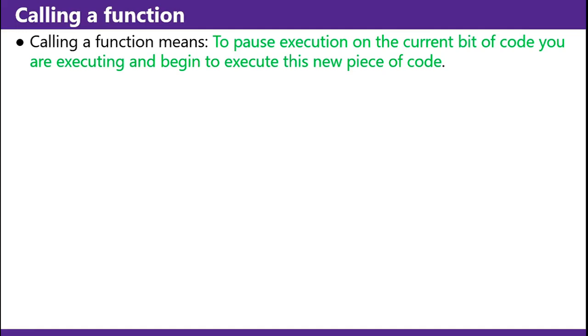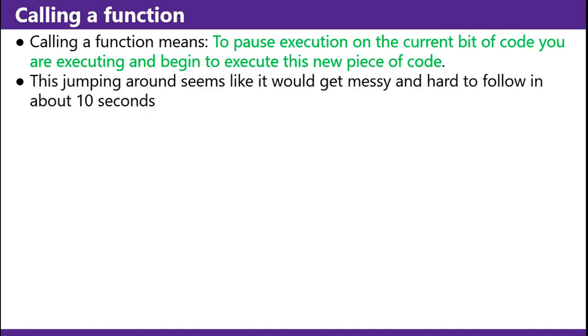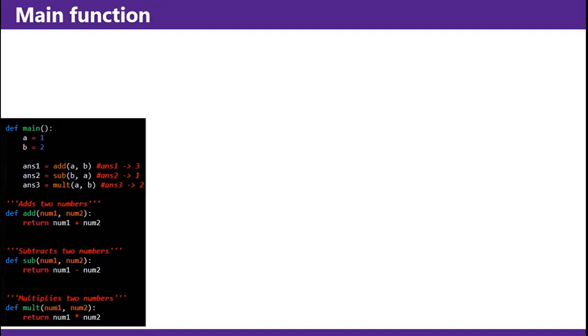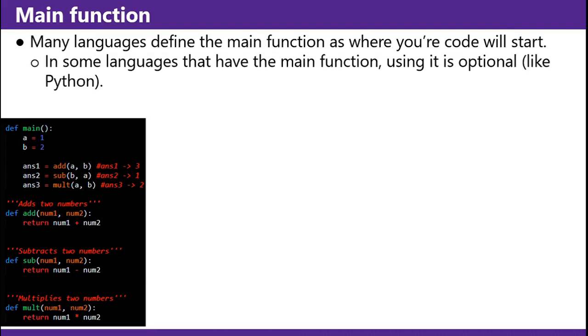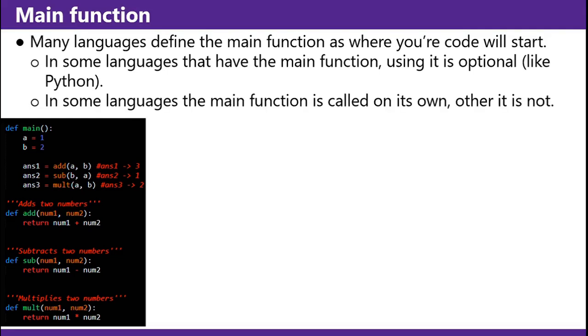Calling a function. Calling a function means to pause execution on the current bit of code you are executing and begin to execute this new piece of code. This jumping around seems like it will get messy and hard to follow in about 10 seconds. Programming to the rescue. Main function. Many languages define the main function as where your code will start. In some languages, using the main function is optional, like Python. In some languages, the main function is called on its own. In the other languages, it's not.